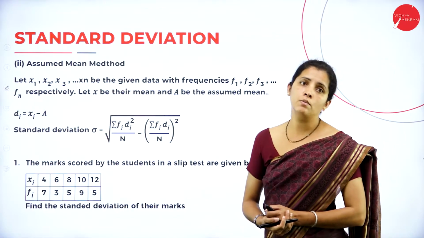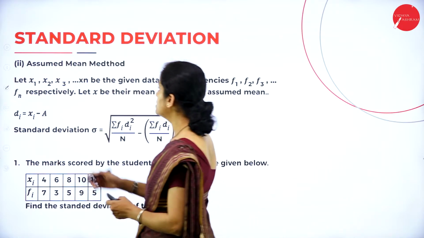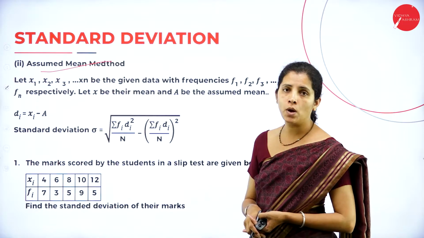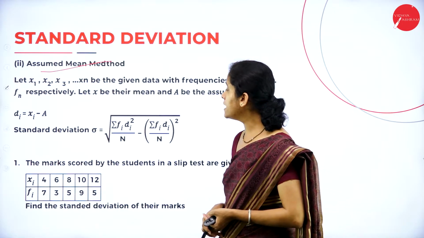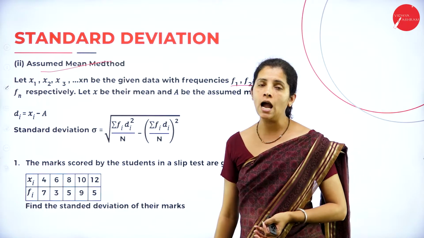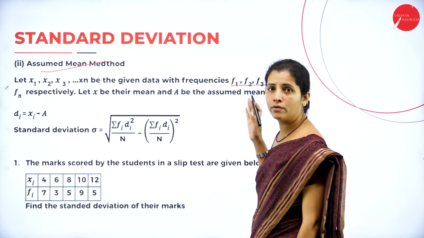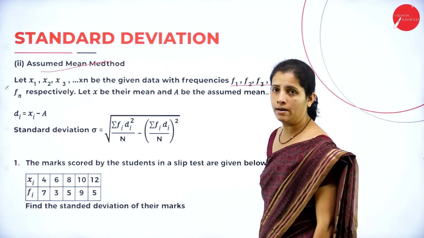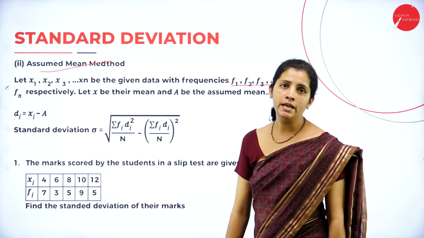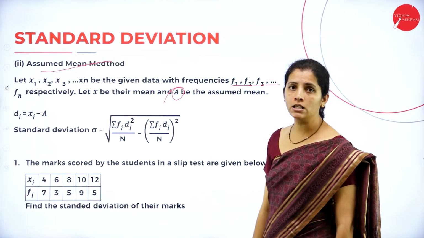Now dear student, I'm going to have another method under group data, that is assumed mean method. Under assumed mean method, let x1, x2, x3 up to xn be the given data with the frequency. So under group data, I'm going to get the frequency, and frequency ranges from f1, f2, f3 up to fn. By using this, I want to calculate assumed mean, and to calculate assumed mean, I'm going to use the letter, that is uppercase letter A.